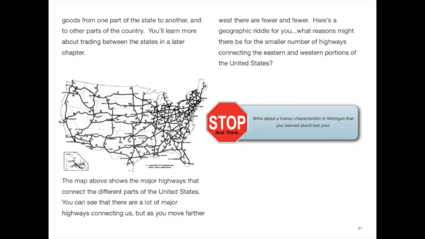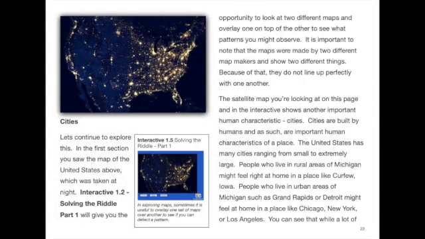What reasons might there be for a smaller number of highways connecting the eastern and western portions of the United States? Stop and think. Write about a human characteristic in Michigan that you learned about last year. Cities. Let's continue to explore this. In the first section, you saw the map of the United States above, which was taken at night. Interactive 1.2, Solving the Riddle.